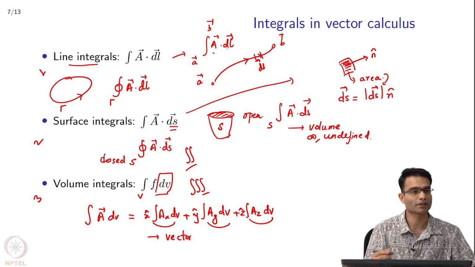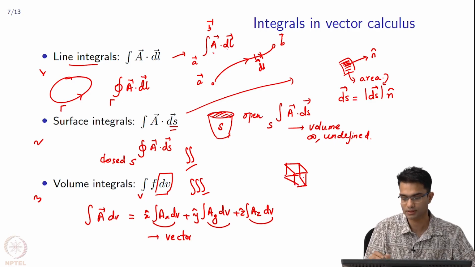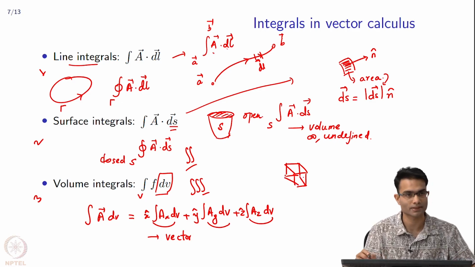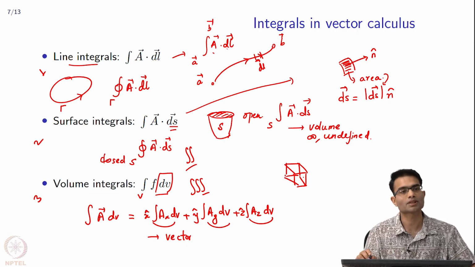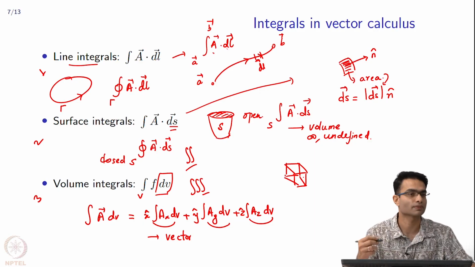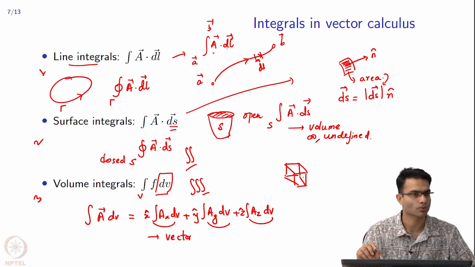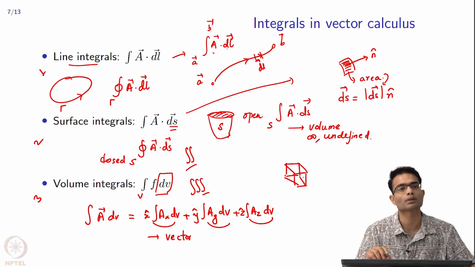For volume integrals we need not worry, there is no direction. You just take a differential volume like this, and that is the volume inside, dx dy dz. So far I have been using the language of x, y, z, but it is not necessary. I can use spherical coordinates r, theta, phi or cylindrical coordinates rho, z, phi. It depends on the problem at hand.